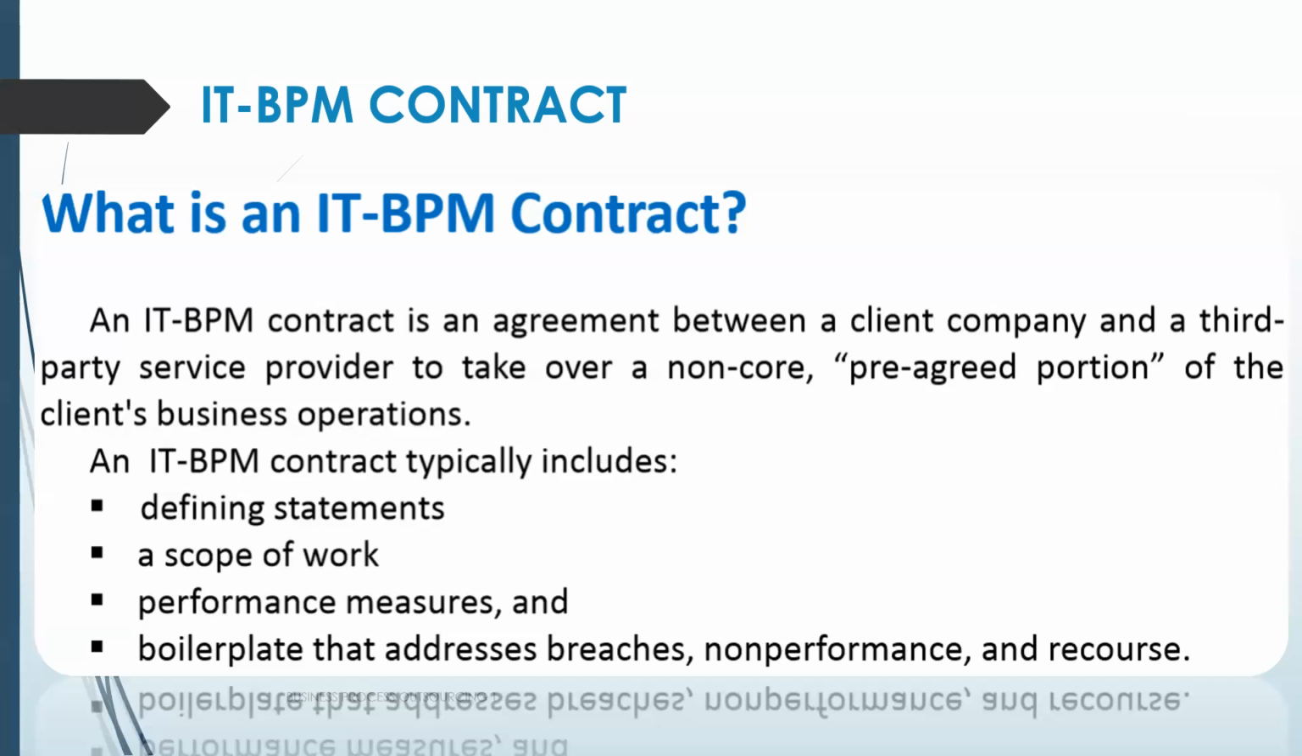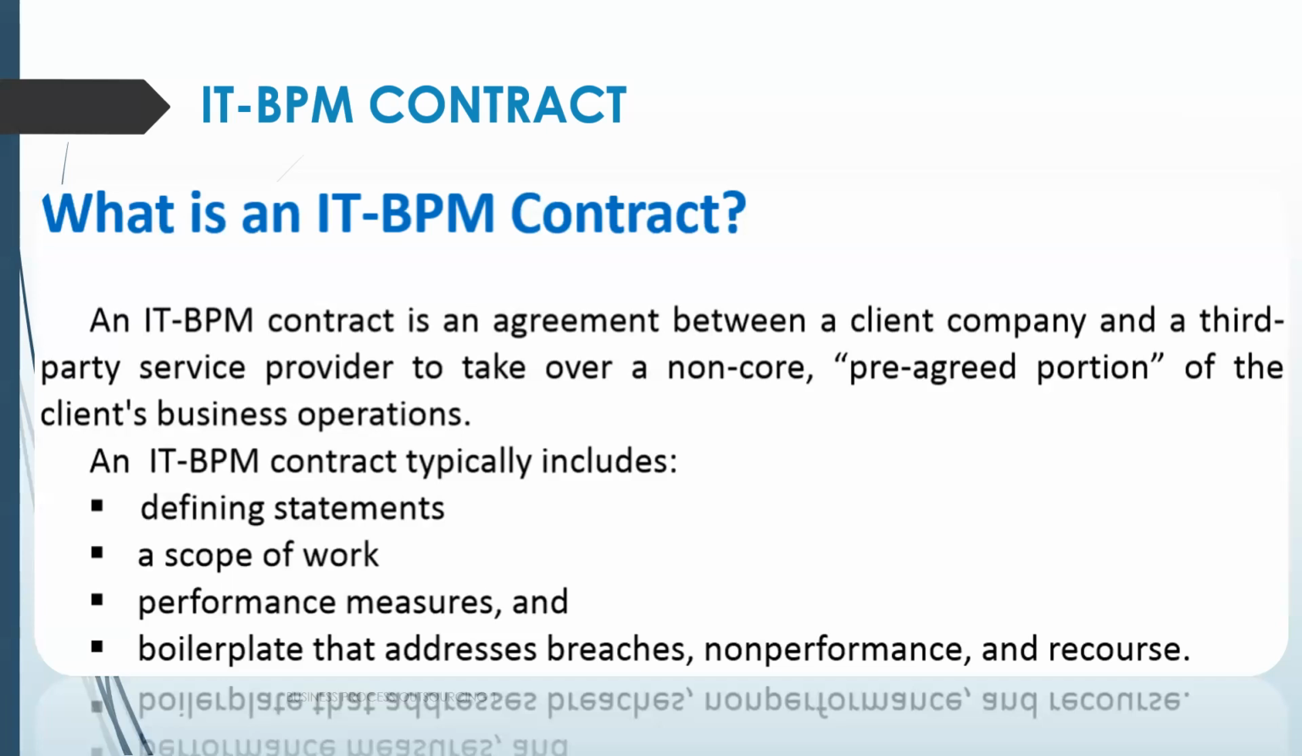And then boilerplate, which addresses breaches, non-performance, and recourse. So in case there are things that may happen within the course of the contract, as I have discussed in the previous part, they have to sign a non-disclosure document. So make sure that when they sign the non-disclosure document, they adhere to it so that breaches will not happen.